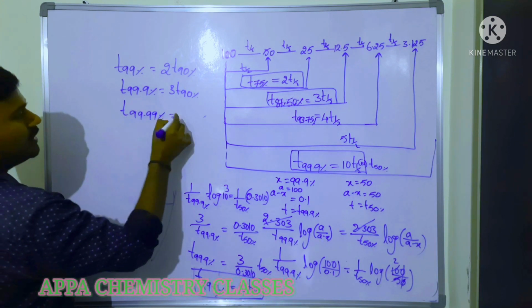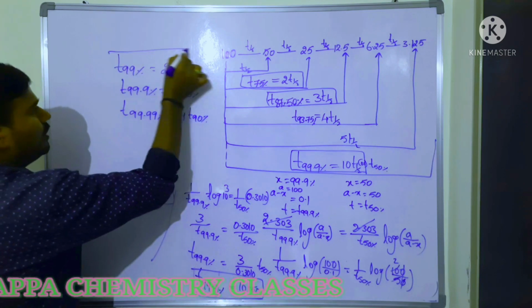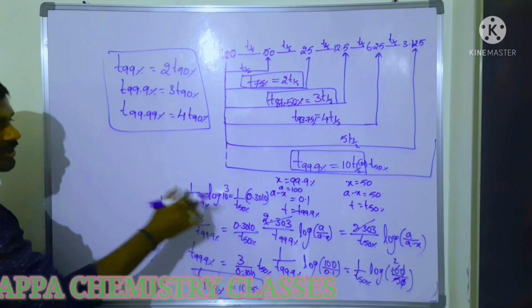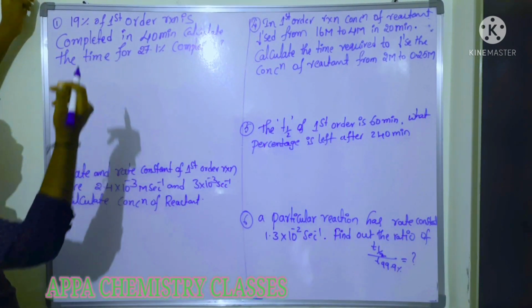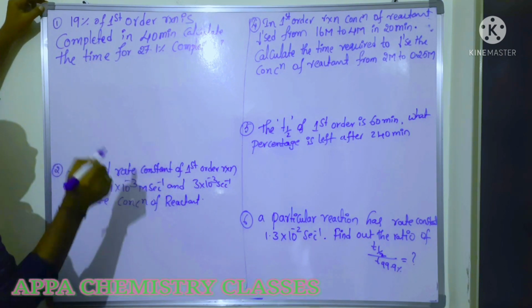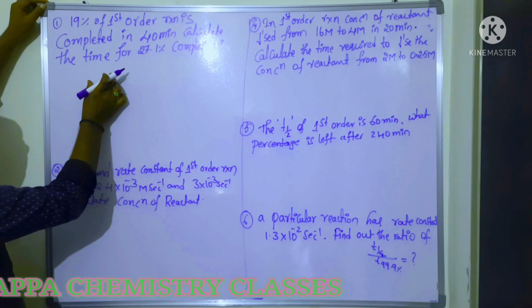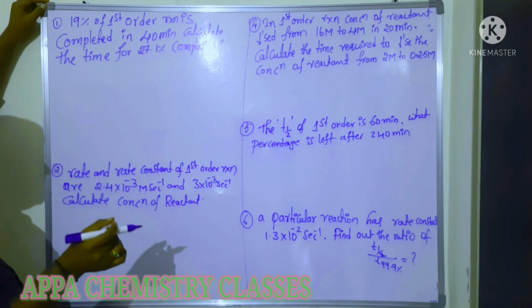So how many 9s are there? 4. 4t 90%. If you want, you can solve this one by doing the same method. Okay, next you see here: 19% of a first order reaction is completed in 40 minutes. Calculate the time for 27.1% completion of the reaction.